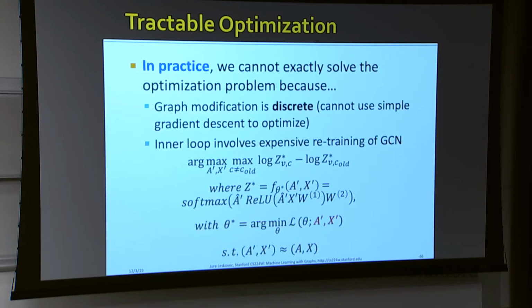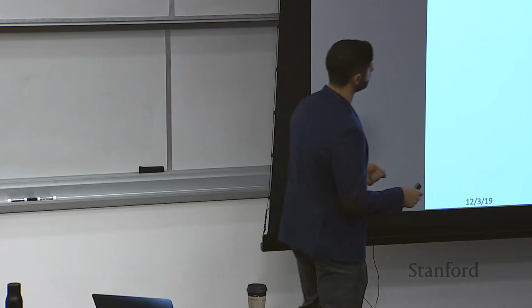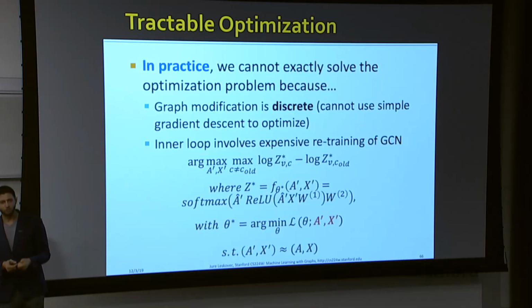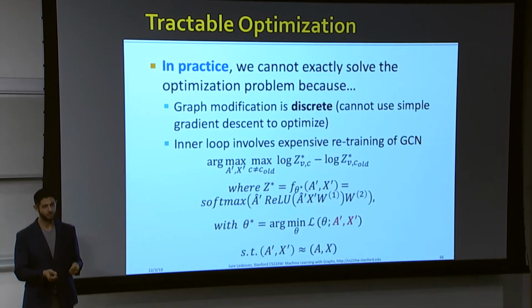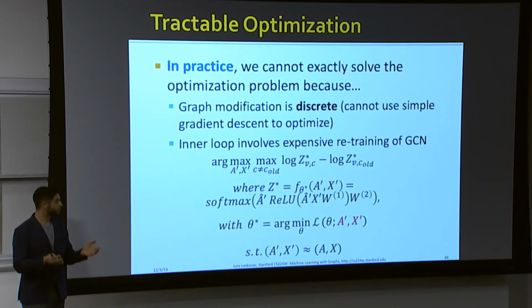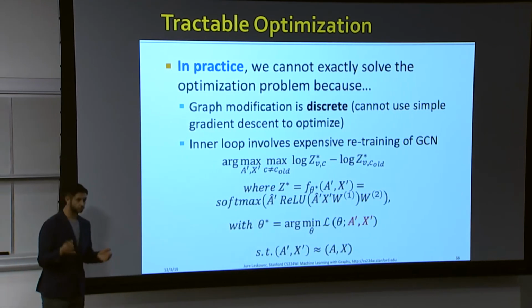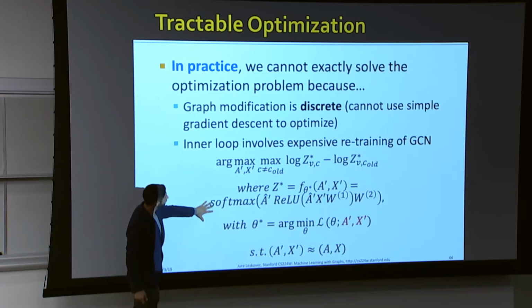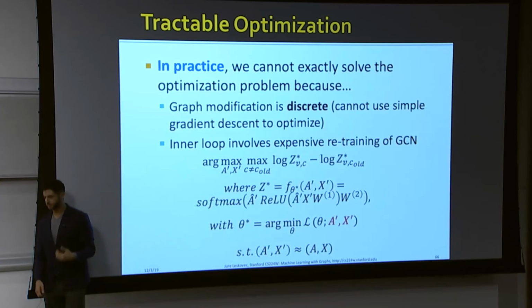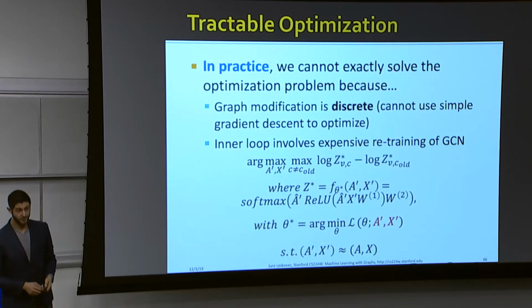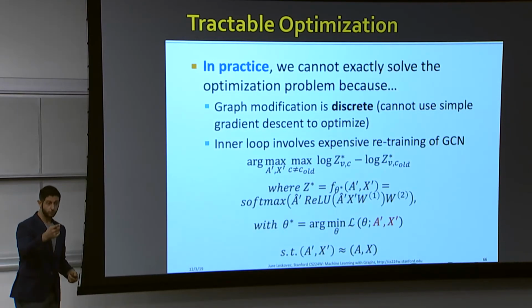Now, as I mentioned, in practice, we cannot exactly solve this optimization problem because graph modification is discrete. We don't remove only partially an edge, right? So we don't have a smooth optimization surface where we can move with a gradient function. Here, the only actions that we can do are either changing node features or adding or removing edges. So this inner loop that we've seen here involves an expensive retraining of a GCN.